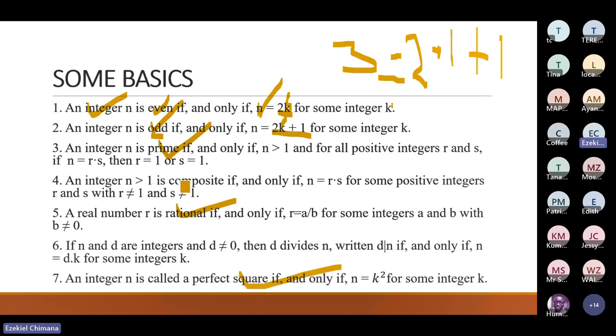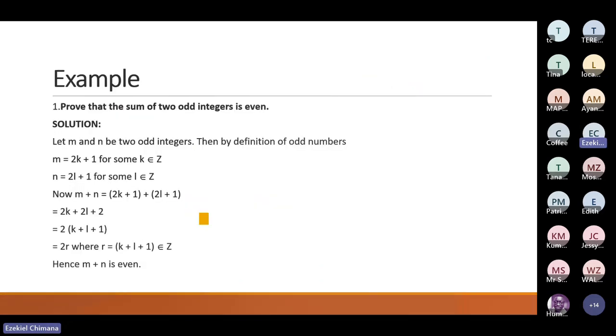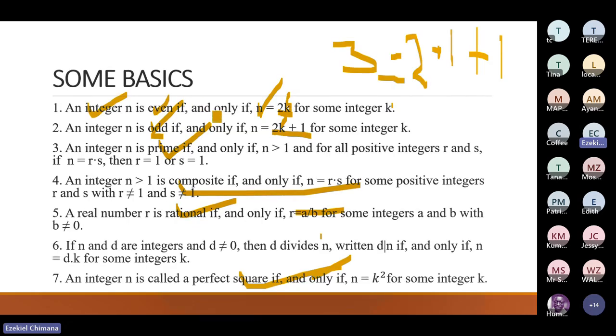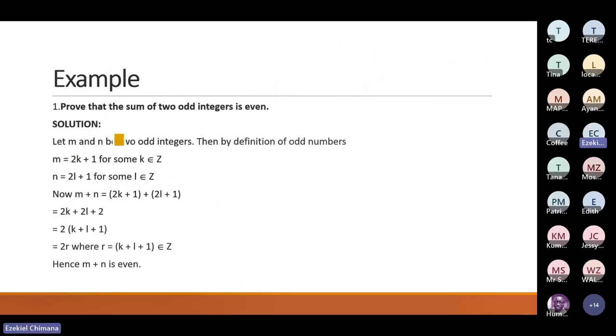And then you can read on this up to the perfect square, where we say n is a perfect square if n is equal to k squared for some integer k. So let's see, but on this slide, we're just going to use maybe these two. So prove that the sum of two odd integers is even.